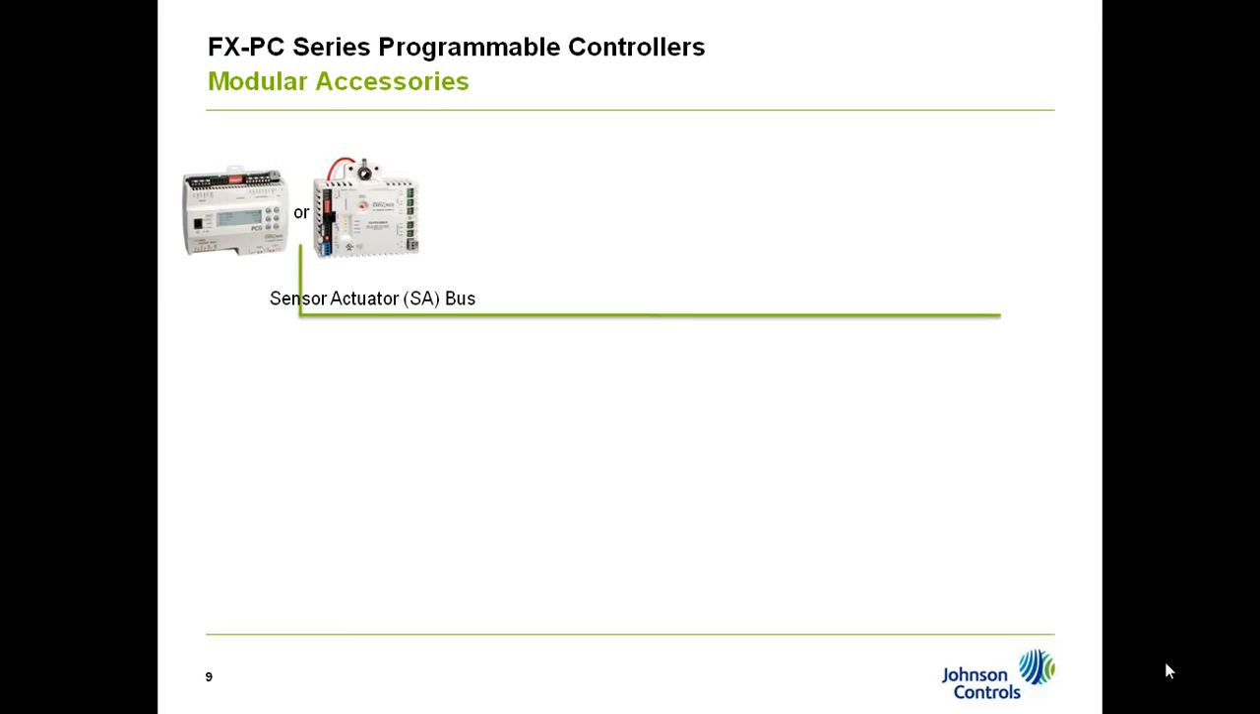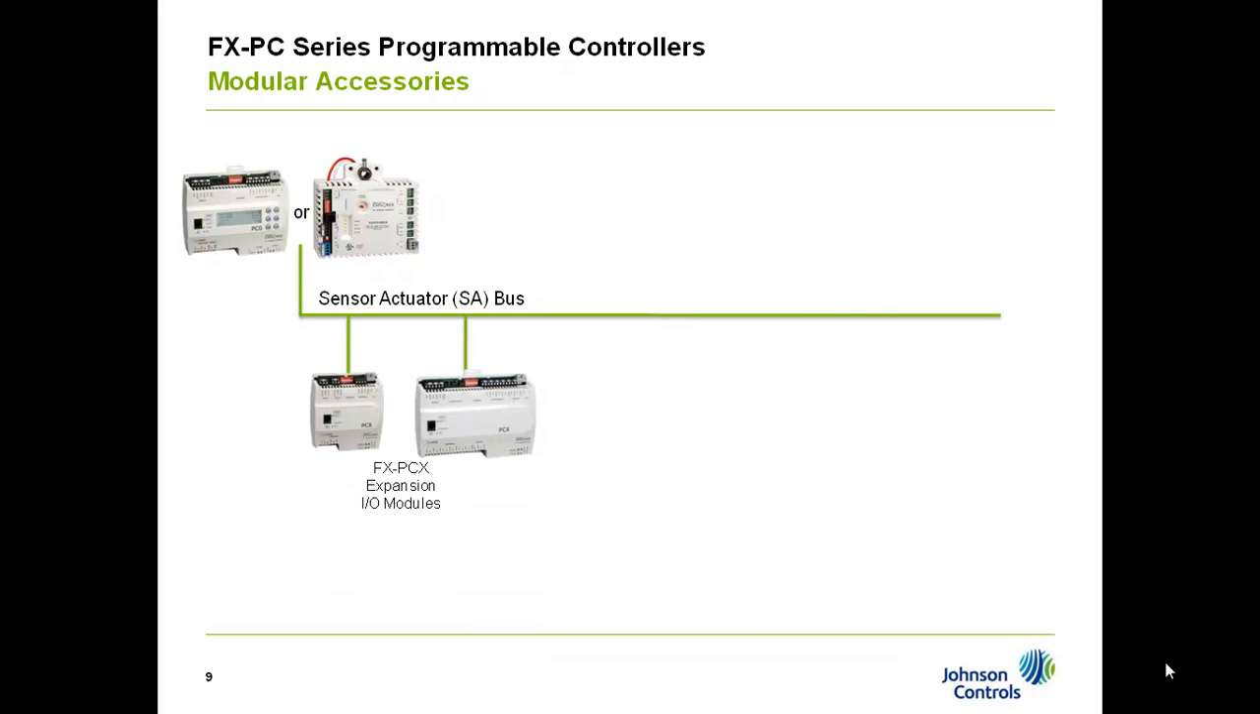One of the key features of the FX-PC controller family is its sensor and actuator bus, or SA bus, which is a slave network for communicating with a variety of networked end devices. PCX expansion input-output modules can be attached to the SA bus. PCX modules are very similar to PCG controllers, except they don't have any internal control logic capabilities. Instead, they simply provide additional input and output interfaces to their host FX-PC controller.